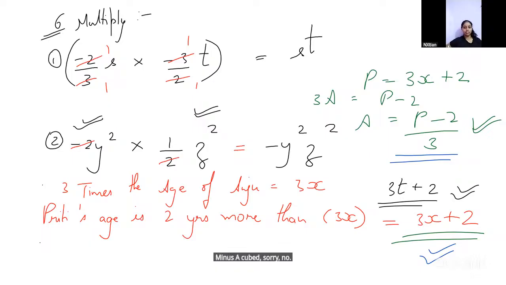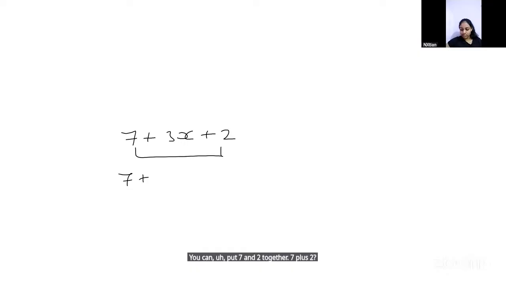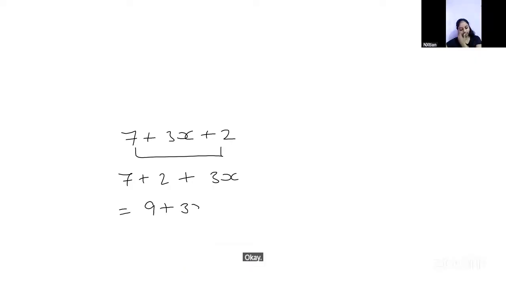Ma'am, in the 7th one, the first one, it is 7 plus 2 plus 3x. You can put 7 and 2 together. 7 plus 2 plus 3x. So your answer becomes 9 plus 3x. Okay, 9 plus 3x is the answer.